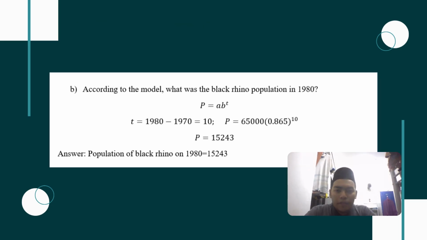Now let's solve question B. Question B states: according to the model, what was the black rhino population in 1980? We can use the values of A and B that we just solved in the question before. The value of A is 65,000 and the value of B is 0.865. To find the value of T, we just need to find the difference in years from 1980 to 1970. Now, we can find the population of black rhinos in 1980. The population of black rhinos in 1980 is 15,243.